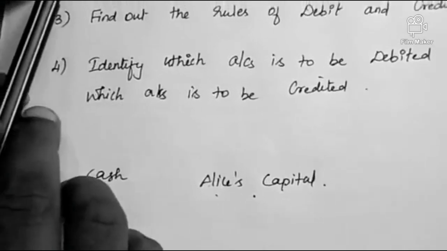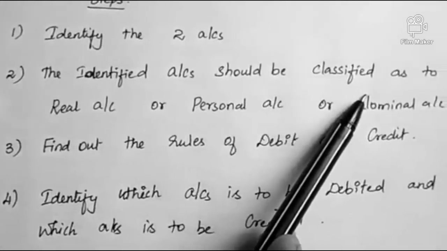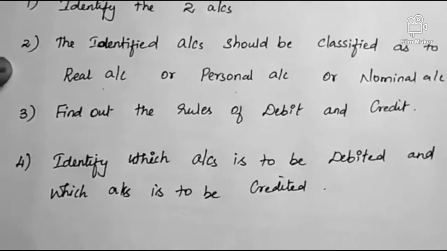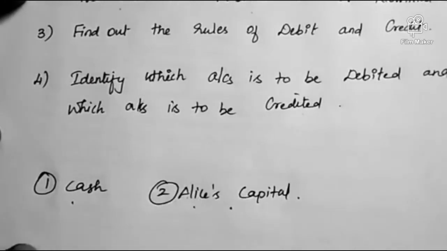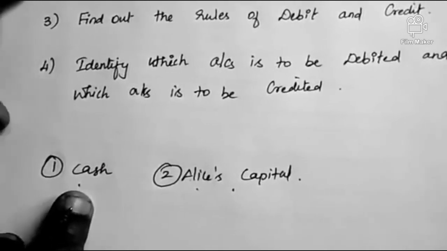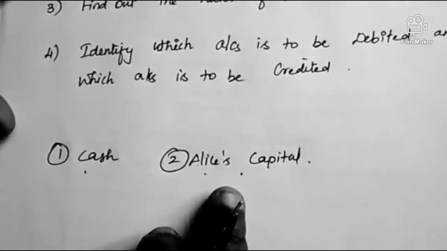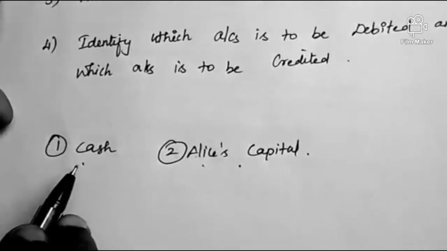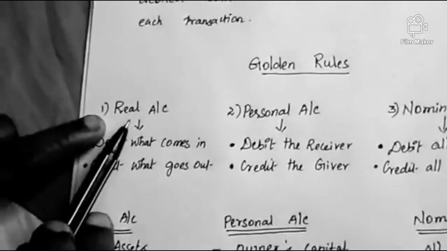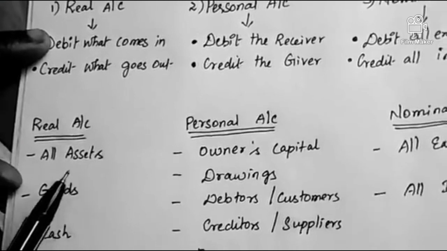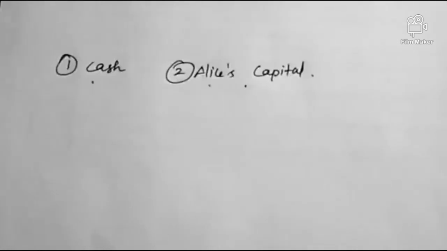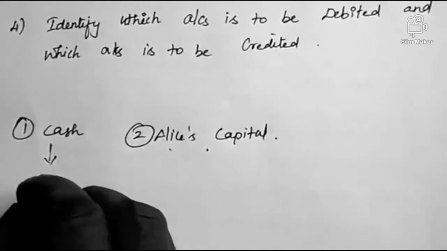Now, the second step is that the identified accounts should be classified as real account, personal account or nominal account. Now you need to classify whether each account belongs to a real account, personal account or nominal account. Cash, just refer to the golden rules. Real account means in the form of asset. Assets may be in the form of cash or goods. So cash is a real account.